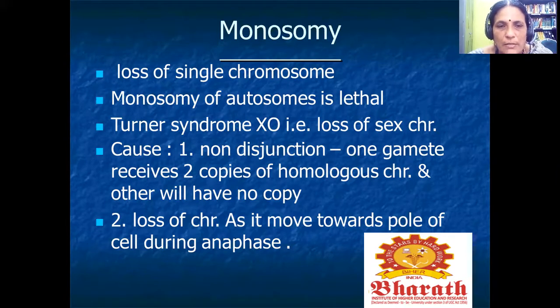Monosomy of an autosome is lethal. An example of monosomy is Turner syndrome, which is the loss of a sex chromosome. The first cause is non-disjunction, where one gamete receives two copies of a homologous chromosome and the other has no copy. The second cause is loss of a chromosome as it moves towards the pole of the cell during anaphase. So monosomy is the loss of a single chromosome.